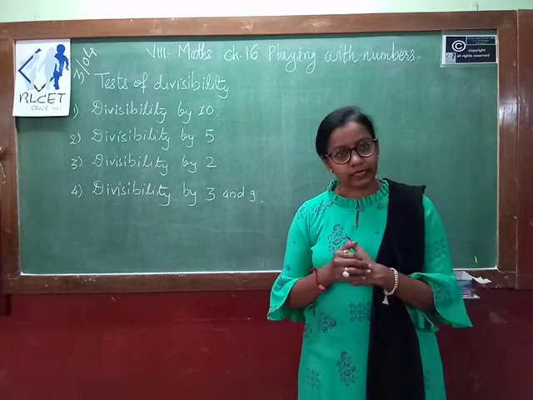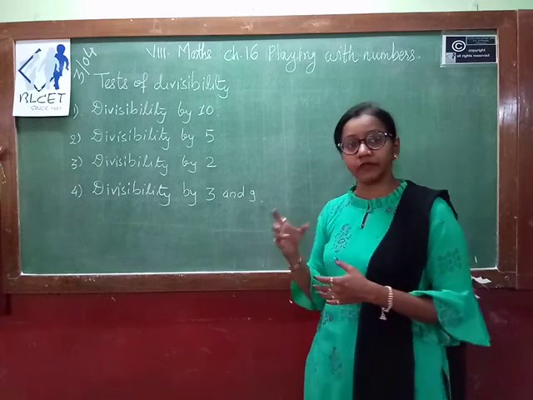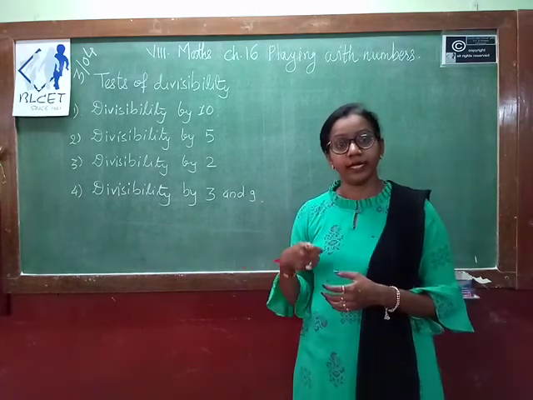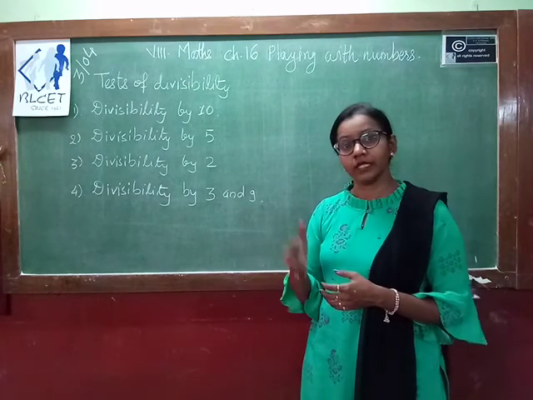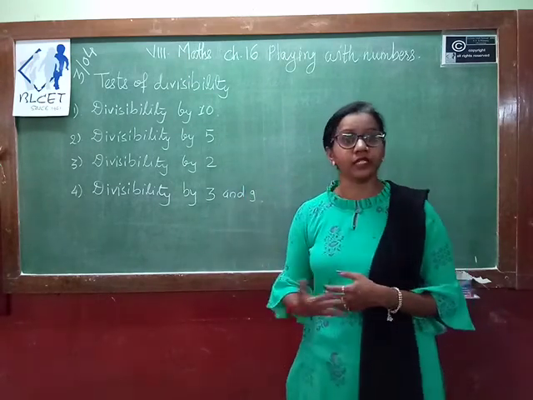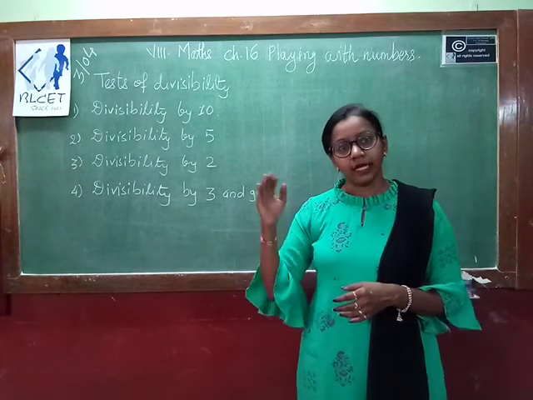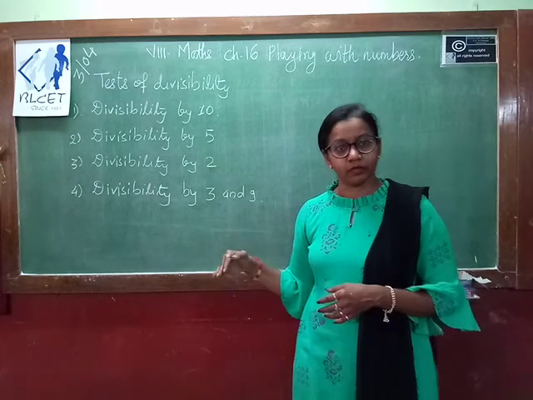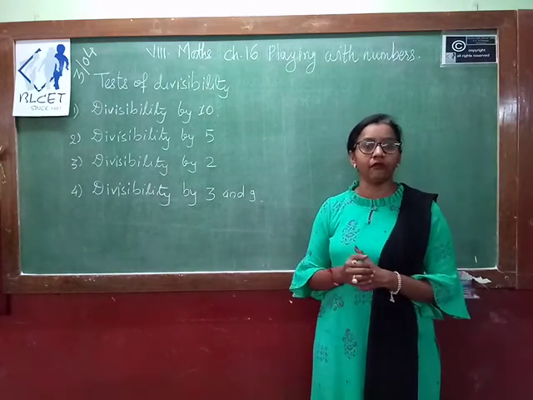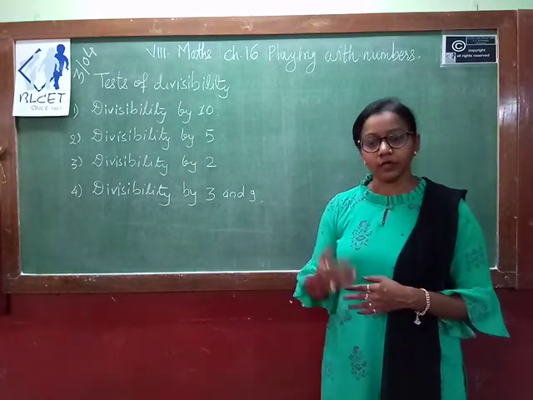Now in this standard 8 chapter, what is given? A formula is given, and it shows how divisibility by 10, 5, 2, 3, 9 can be judged. So that formula we have to understand now. As a statement we know the rules, but if you want to check the rules with the help of a formula, how will you check it? That we will discuss in this topic. Okay, so let's start.